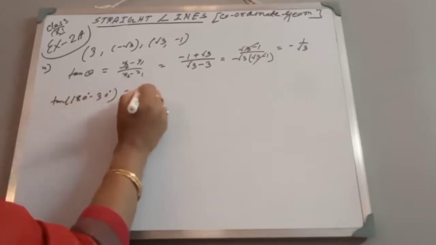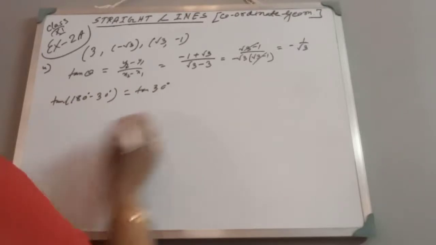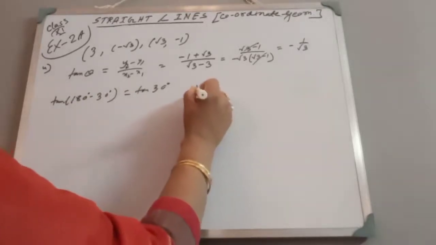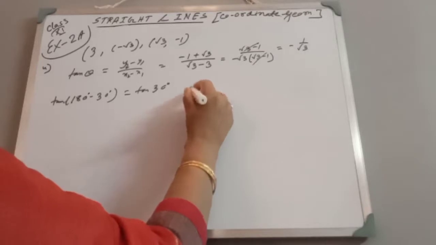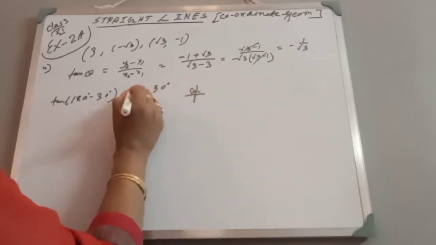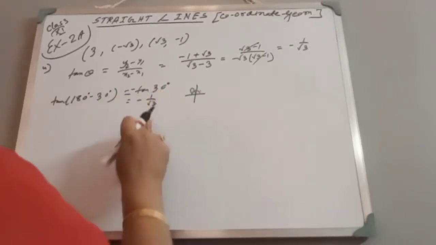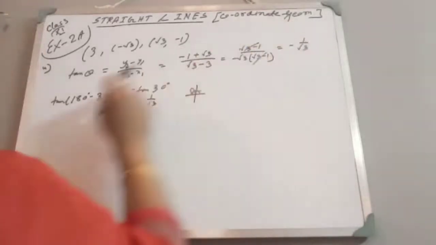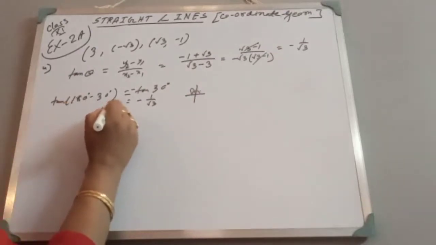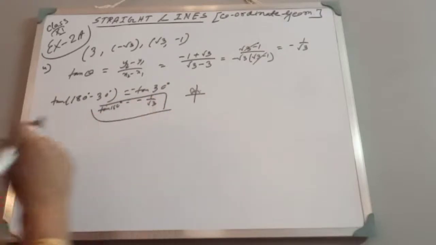So it will be 2 into 90 degree, which means even number, no change. No change means it will be tan 30 degree. And since it is 2 into 90 minus theta, though it is in the second quadrant where only sine is positive, it is tan 30 degree with a negative sign. And we know tan 30 degree is 1 by root 3. So minus 1 by root 3 is this. So the answer is tan 150 degree. This is the option. Just check your book.